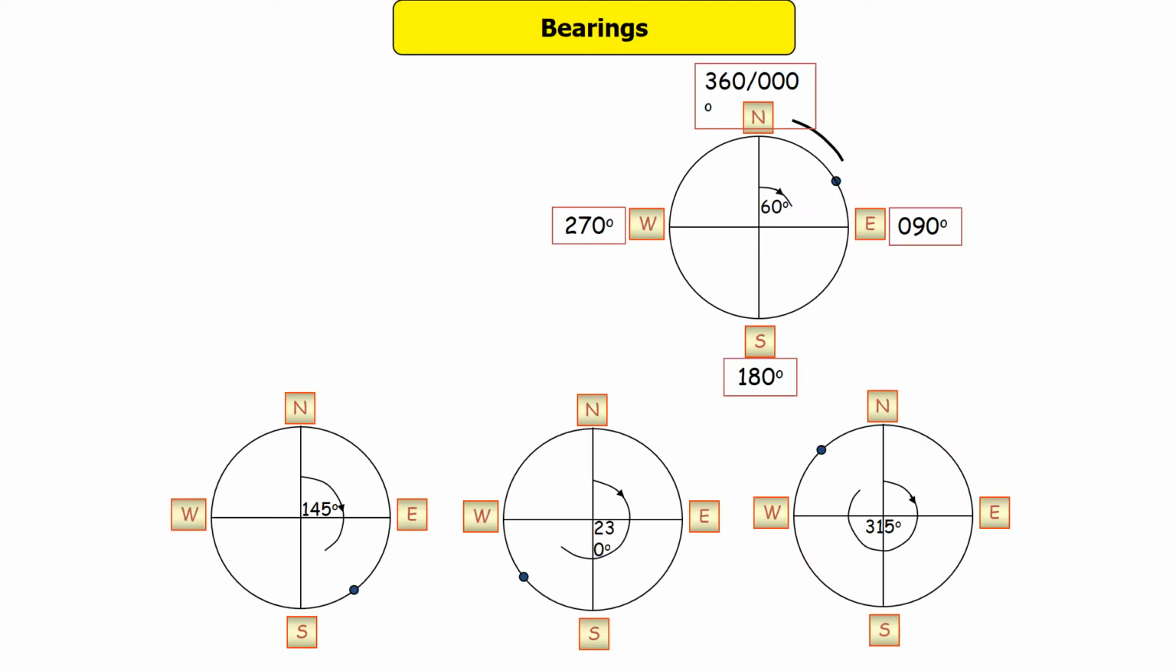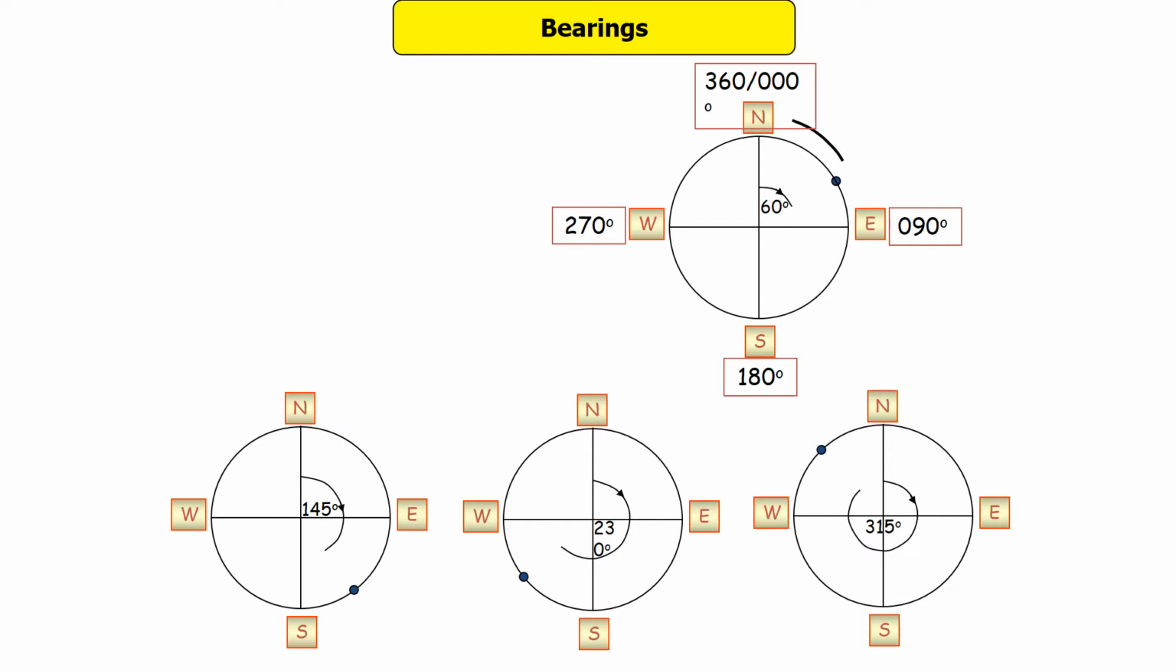So again, looking at the key components of bearings, it is always measured from north, measured in a clockwise direction, and written using 3 figures. So in the shape to your right, we see that that point is on a bearing of 60 degrees, written as 060 degrees. Next is on a bearing of 145 degrees, written as 145 degrees.